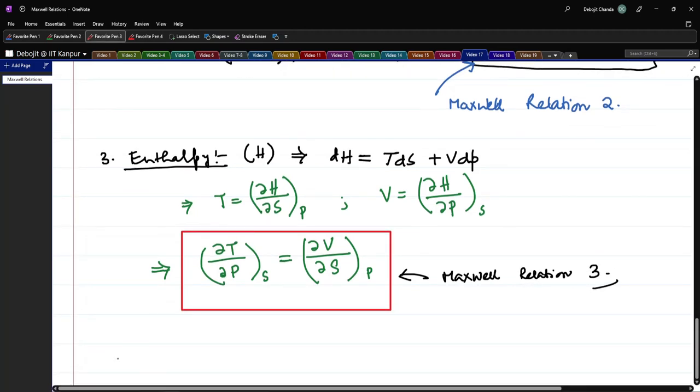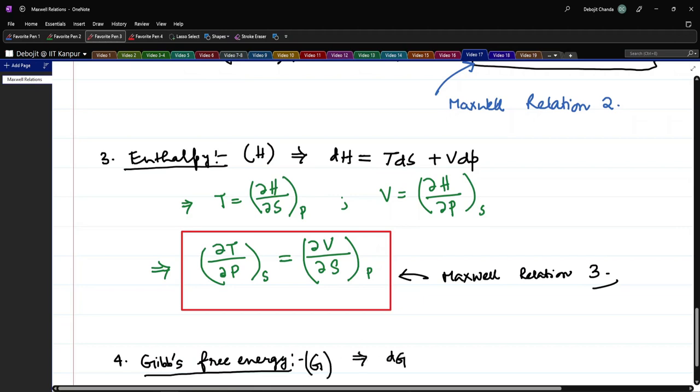And lastly, we'll obtain another Maxwell equation from Gibbs free energy, which is denoted as G.